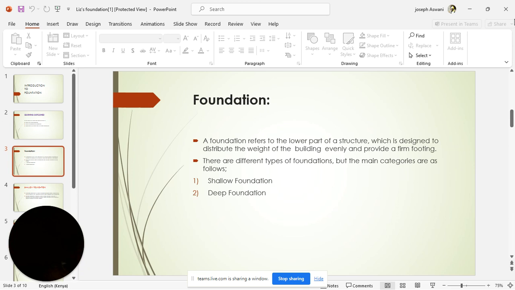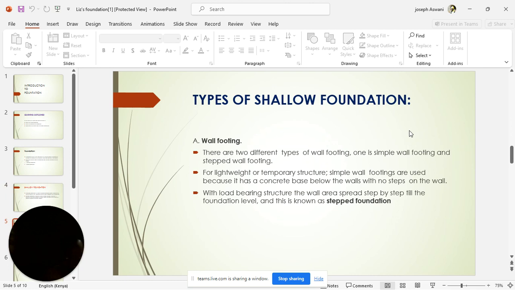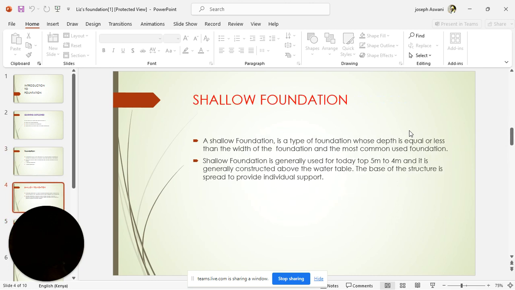Okay, Isa, we have categories of foundation. Can you lead us there so that others can see those categories? We have deep foundation and shallow foundation. Those are the two categories of foundation. And then we go straight to shallow foundation.